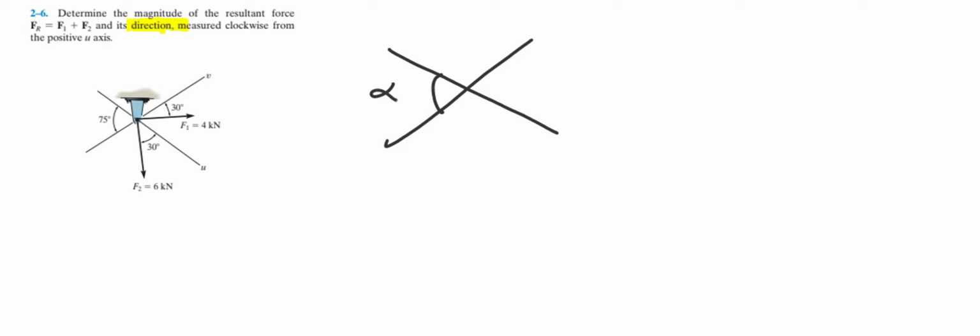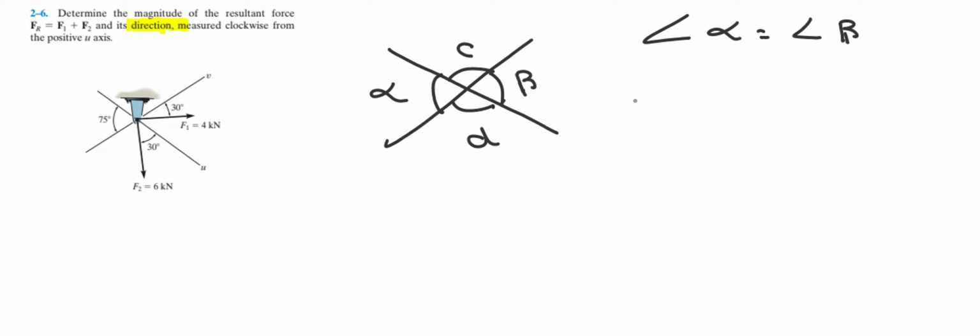let's call this alpha and this one is beta. So these alpha and beta are called the alternate angles and they are always equal. So angle alpha is equal to angle beta, and similarly this angle, let's call this C, and this angle, let's call this D, are always equal because they are alternate angles. So angle C is equal to angle D. We know about it already.